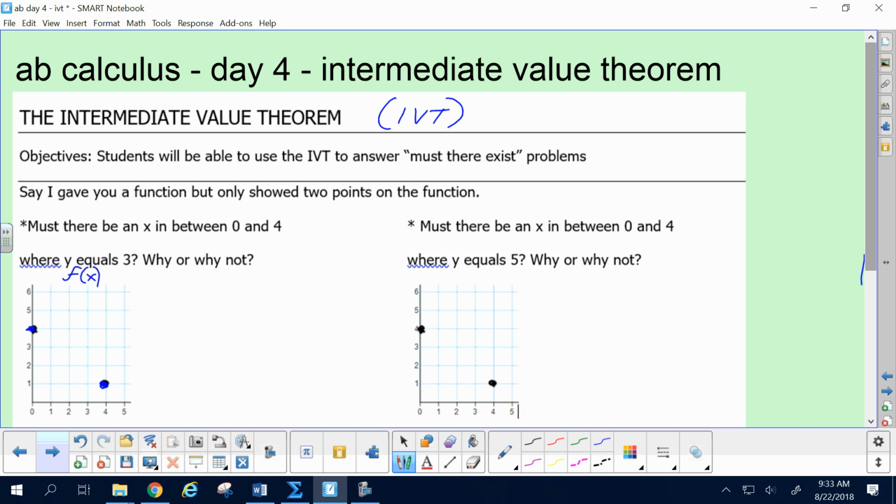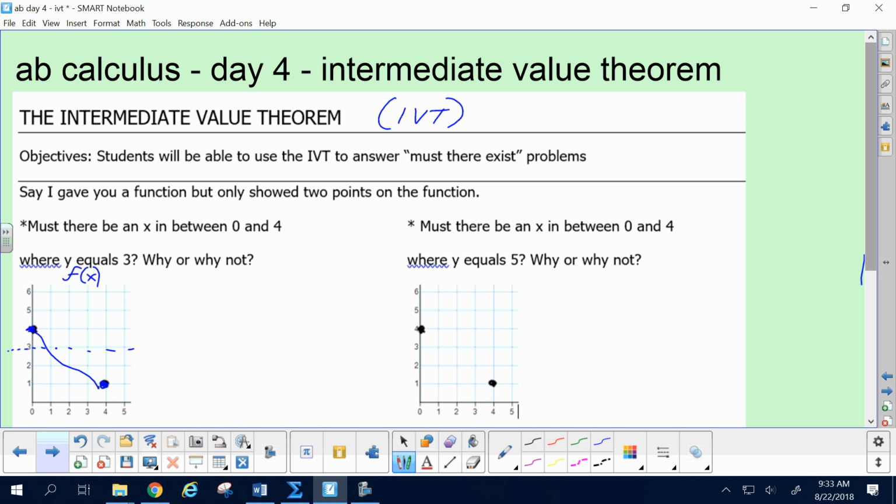If in the missing space, did it have to go through y equals 3? Does there have to be a place where y is 3? Yes or no? How many say yes? Raise your hand. How many say no, not necessarily? Raise your hand. Okay, the answer, too bad, is no, not necessarily.